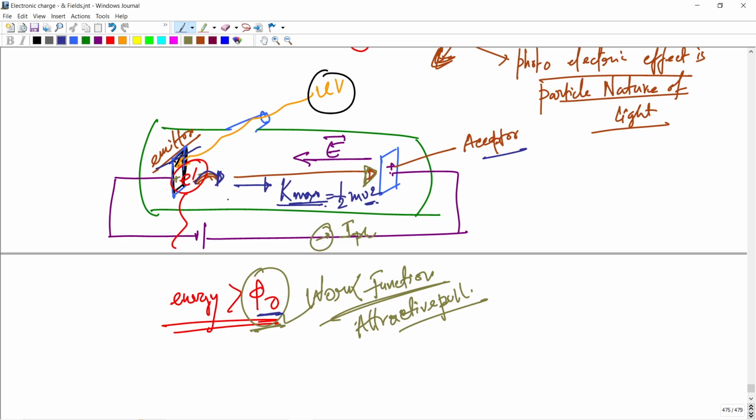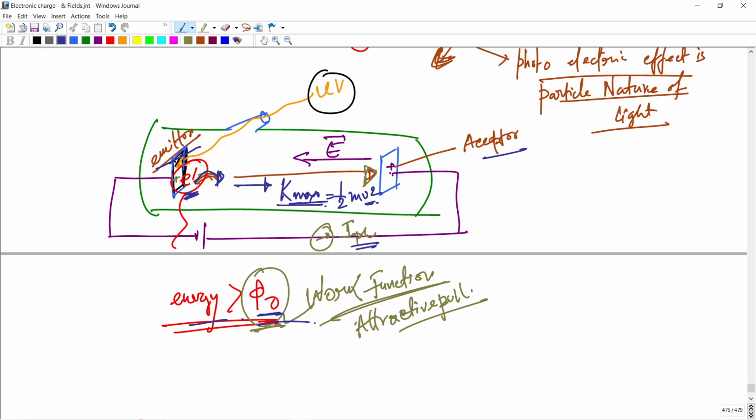When the electron goes there, we get a current. This electron is called a photoelectron and this current is called the photocurrent. No photoelectric emission is possible when electrons absorb energy, even a large amount, that is less than the work function. It is possible only when the energy absorbed by the electron is more than the work function.